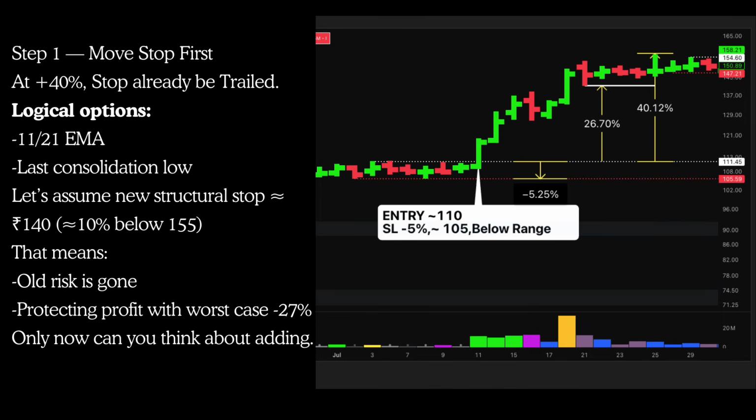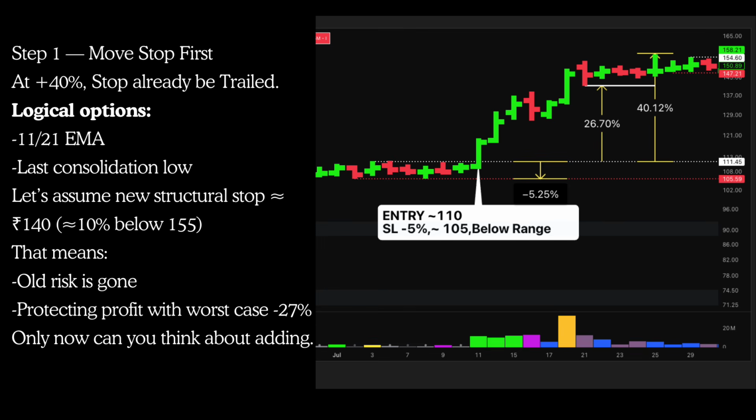The first step when the stock moves in your favor is that you simply trail your stop loss on your initial trade. You either use your 11 or 21 EMA or your last consolidation low. When the stock broke out from the initial point and went up, I am simply trailing the 11 daily EMA. Let's say it is around 140 rupees, which is around 10% down from here. So my worst case scenario, if the stock pulls back and breaches this white line, which is the 11 EMA, is that I will still gain 26%. That's my worst case scenario in my first entry.